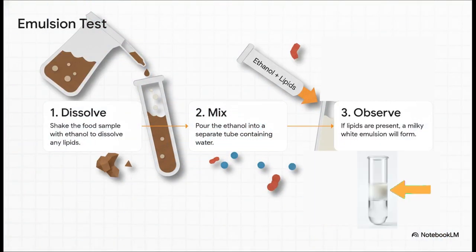With something called the ethanol emulsion test. The test is actually pretty clever. See, fats hate water, right? They don't mix, but they dissolve just fine in ethanol. So you shake up your food sample with some ethanol, then you pour that ethanol into a tube of water. If there were any lipids, they suddenly have nowhere to go, so they pop out of the solution as tiny droplets, creating this cloudy, milky white emulsion.